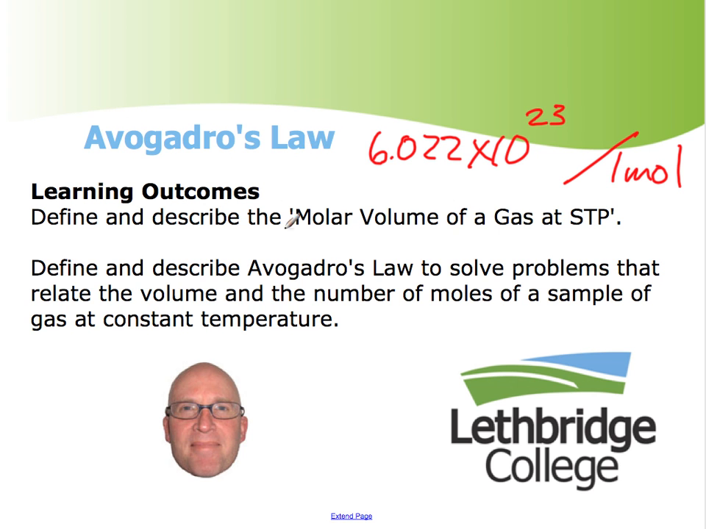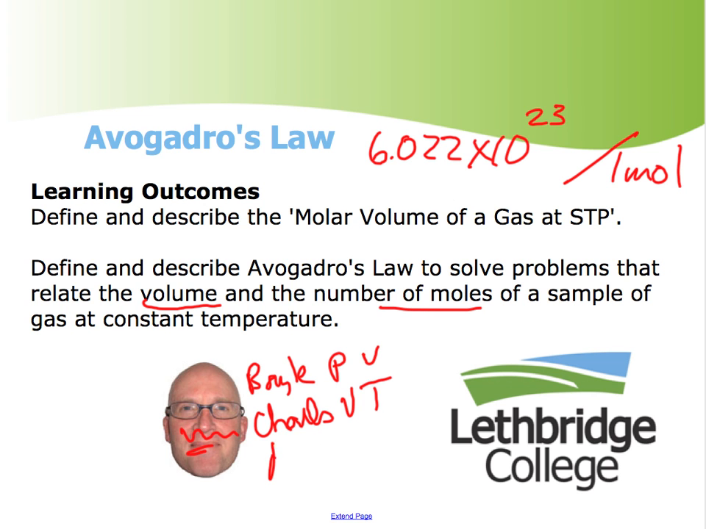And what he did is he looked at the relationship between the volume of a gas and the number of moles of a gas. So we saw Boyle already. This isn't Boyle, this is me. We saw Boyle, and he looked at the relationship between pressure and volume. We looked at Charles. He looked at the relationship between volume and temperature. And now Avogadro, we'll see, looks at the relationship between the volume and the moles of gas.